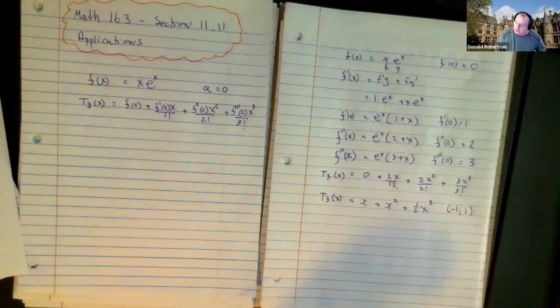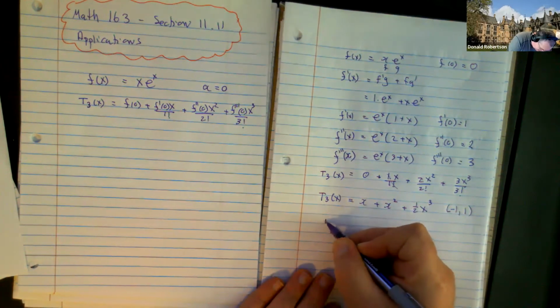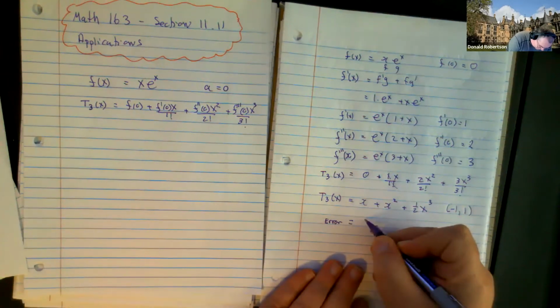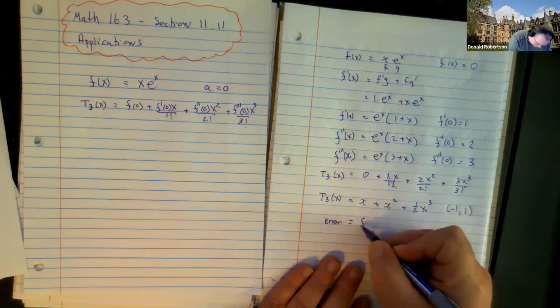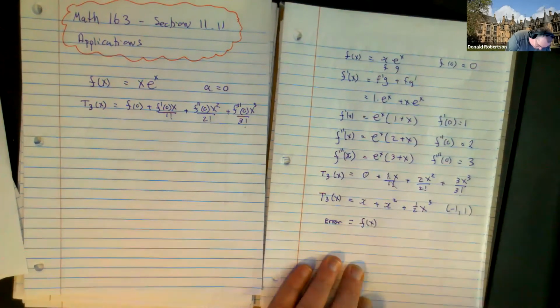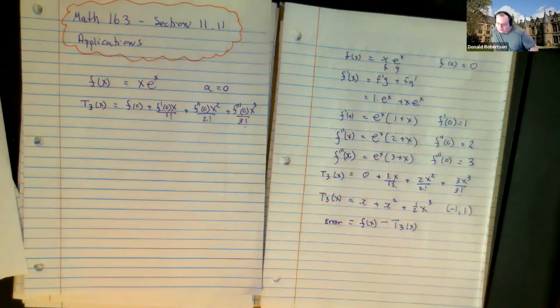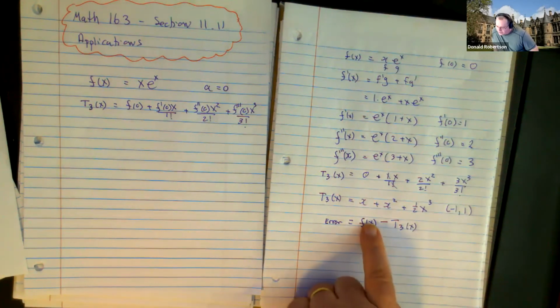The question that someone might ask would be, I think an engineer would call it the tolerance. We'll call it the error. What's the worst error I could possibly get? The error function is basically the function itself, take away what T3 of x says it is. Does that make sense? That's the real answer, and that's what T3 of x says.